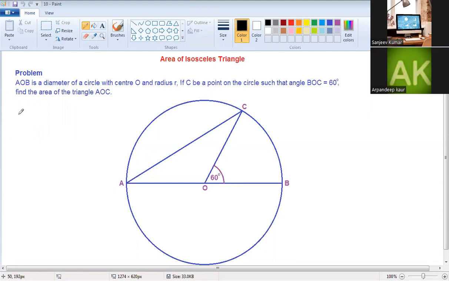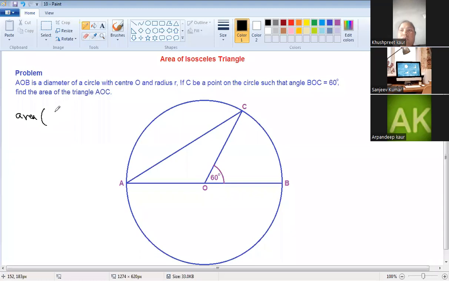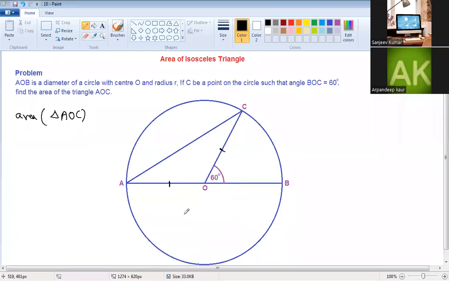So the area of triangle AOC. AOC is an isosceles triangle because OA and OC are radii. Suppose that the radius is R. It is given in the problem that the radius is R. So OA and OC are both equal to the radius R. This is the area of an isosceles triangle.